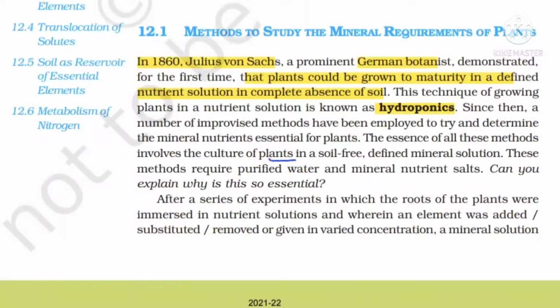Soil is not there. As a result, your culture is free from soil. So you find it is free from root-borne pathogens also. Is it clear?